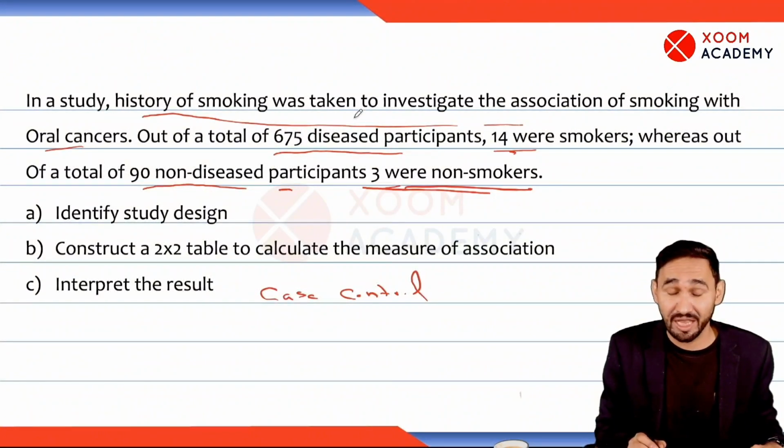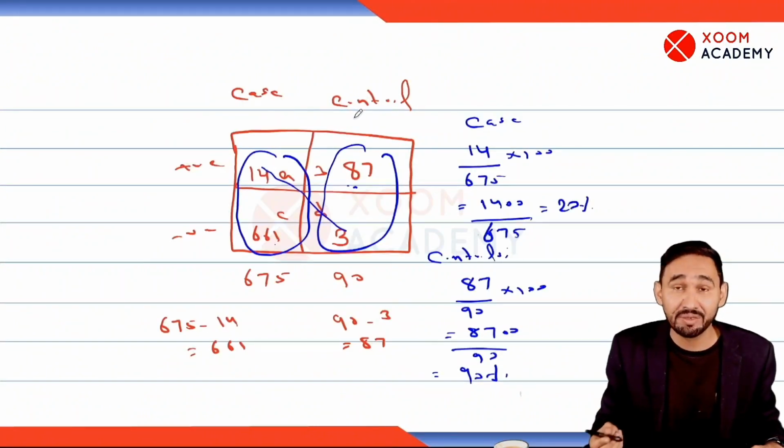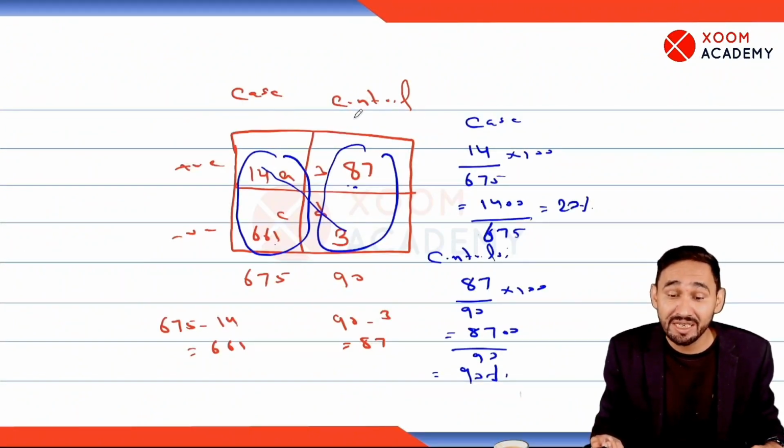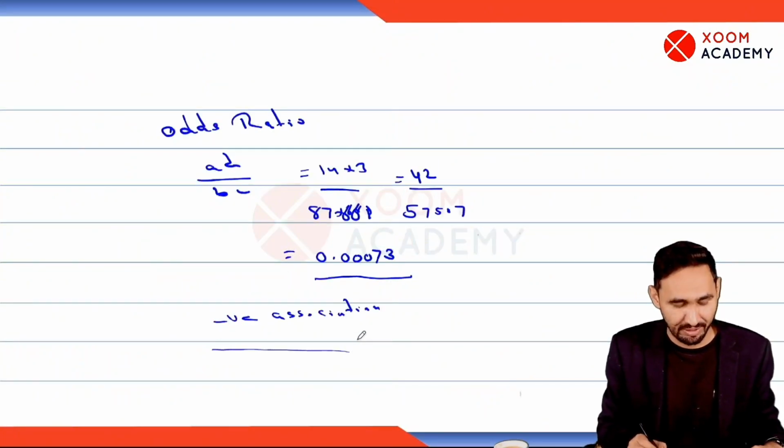These type of scenarios can be given in university because you have to interpret the results. We will interpret the results on the basis of exposure rate and on the basis of odds ratio. If it is lesser than 1, there is negative association.